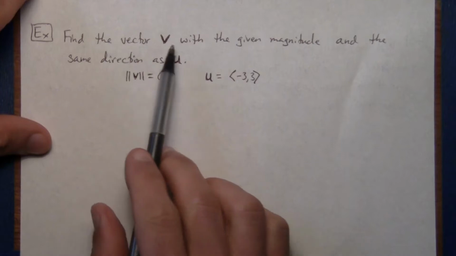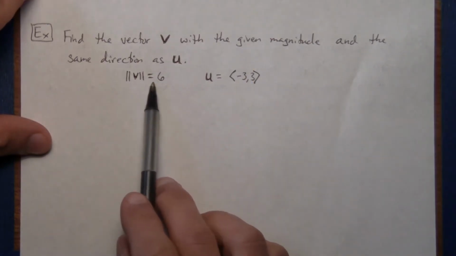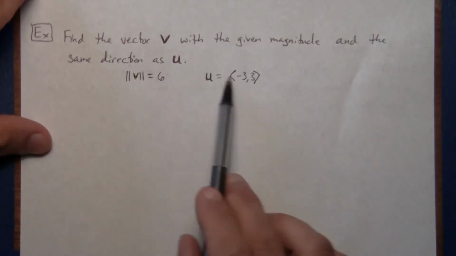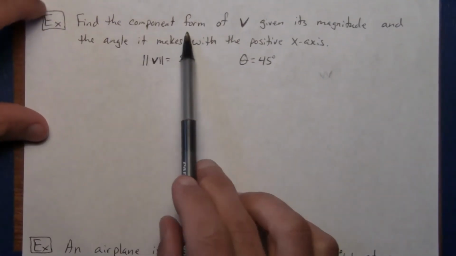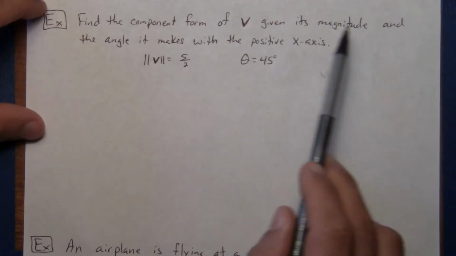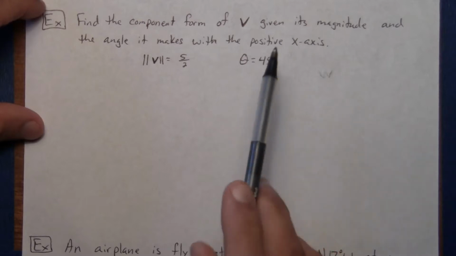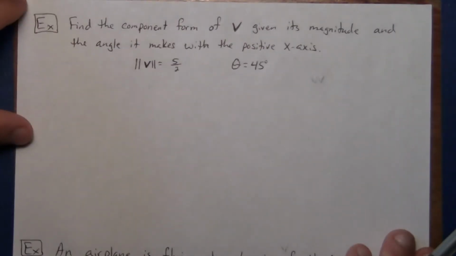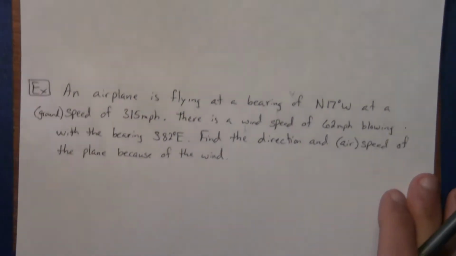Second one's going to ask you to find the vector v with the given magnitude, so they tell us the magnitude of that vector is 6, and going in the same direction as vector u. Third problem is going to ask us to find the component form of vector v, given its magnitude, for this one 5/2, and the angle it makes with the positive x-axis, which they're telling us is 45 degrees. And hopefully what you'll recognize, and I'll try to point it out, is that problem number 2 that we just looked at and this problem are virtually identical. I'll try to show you that when we get there.